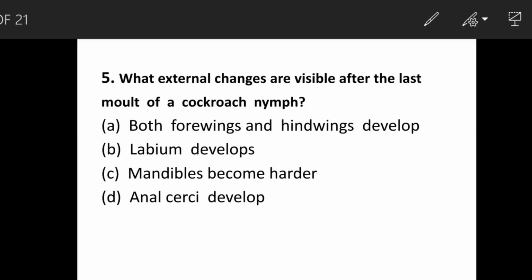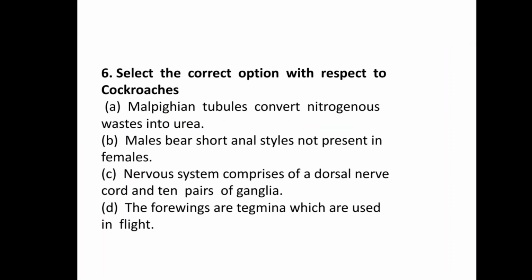Next we have, what external changes are visible after the last molt of a cockroach nymph? Both forewings and hindwings develop, labium develops, mandible become harder, anal cerci or cerci, whatever you call it, develop. Students, comment your answer. So the right answer to this question is, the external changes which are visible after the last molt are both forewings and hindwings develop. So the right answer is option A.